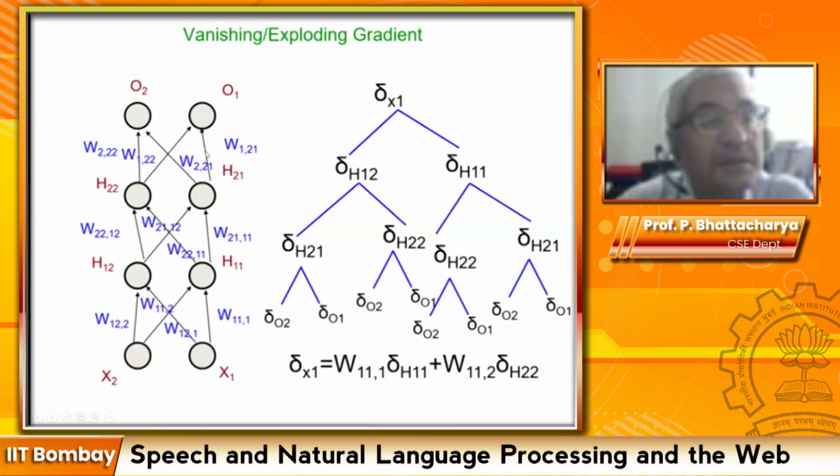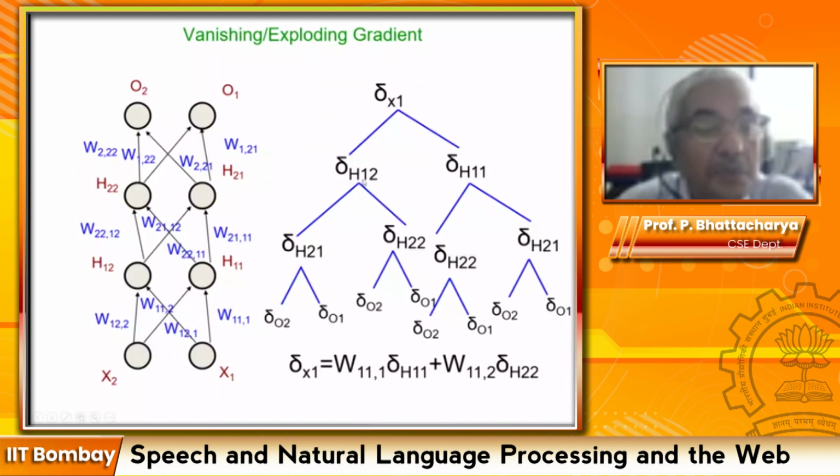And each delta is recursively computed, as you know. The delta here, for example, in H11 is nothing but delta H22 and delta H21 multiplied by the corresponding weights. This is why it is called back propagation. The weights are W2112, W2111. Okay, so I can begin looking at delta X1 now. Delta X1 is like the root of a tree. So delta X1 depends on delta H11 and delta H12. Delta H11 depends on delta H21 and delta H22.